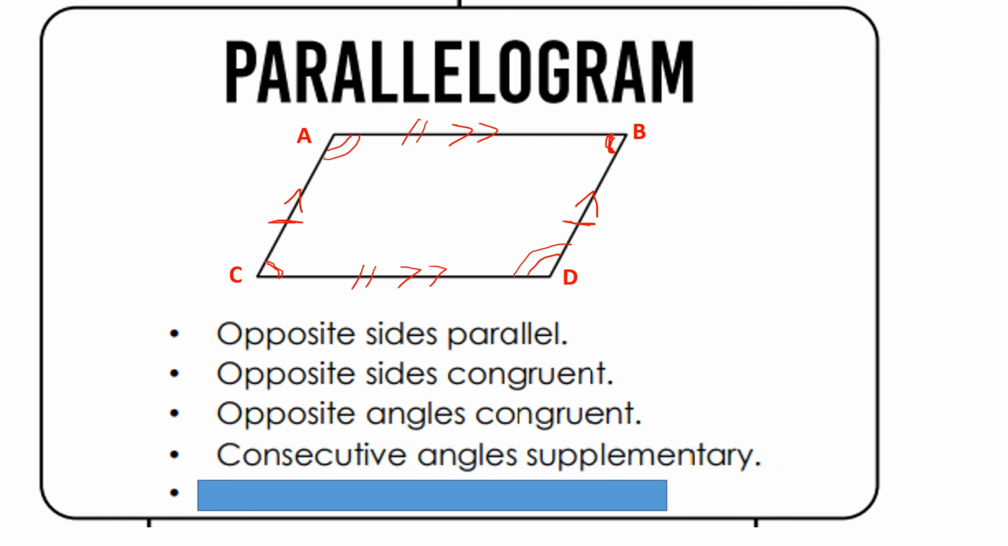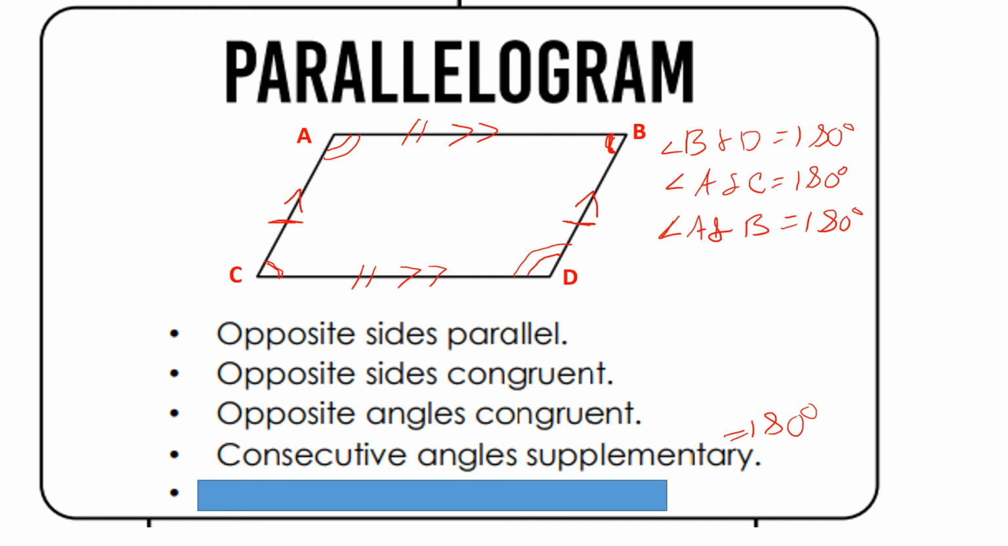Next, consecutive angles are supplementary. Remember, supplementary means that they equal 180 degrees. So my supplementary angles here are B and D. So we can say that angle B and D equals 180 degrees. Also angles A and C equals 180. Also angles A and B is equal to 180, and angle C and D is equal to 180 degrees.